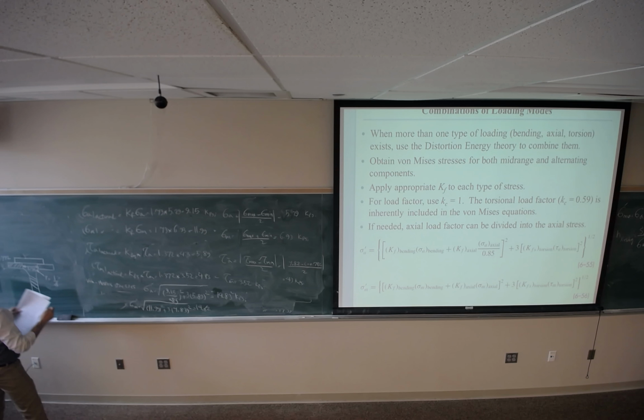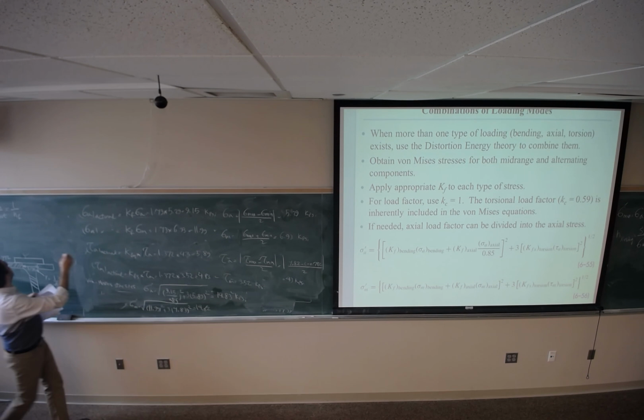So if we want to apply the math, it's going to be sigma prime A divided by SE, plus sigma prime M divided by S ultimate, equals 1 over nf, the factor of safety for fatigue. I could find sigma prime A right here, and sigma prime M right here.